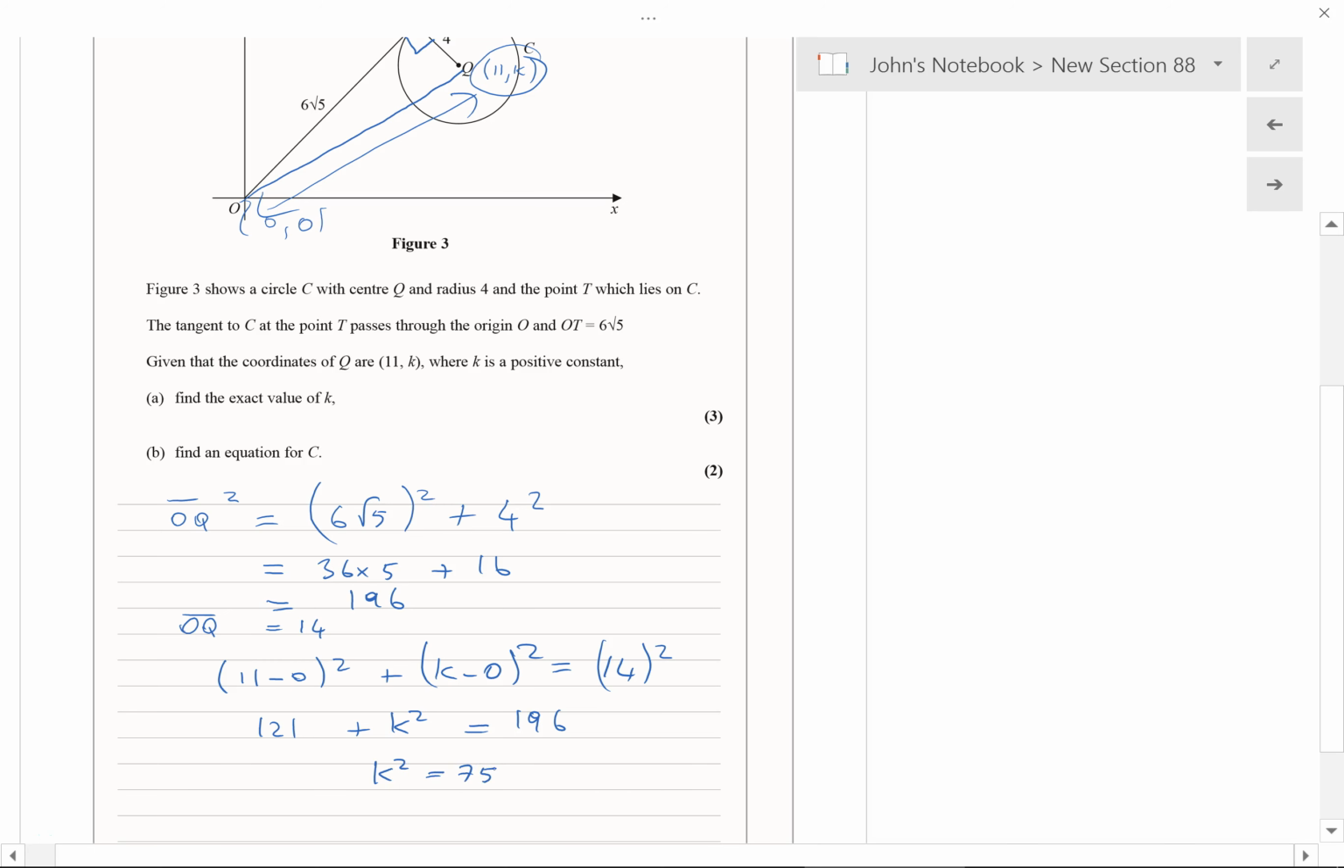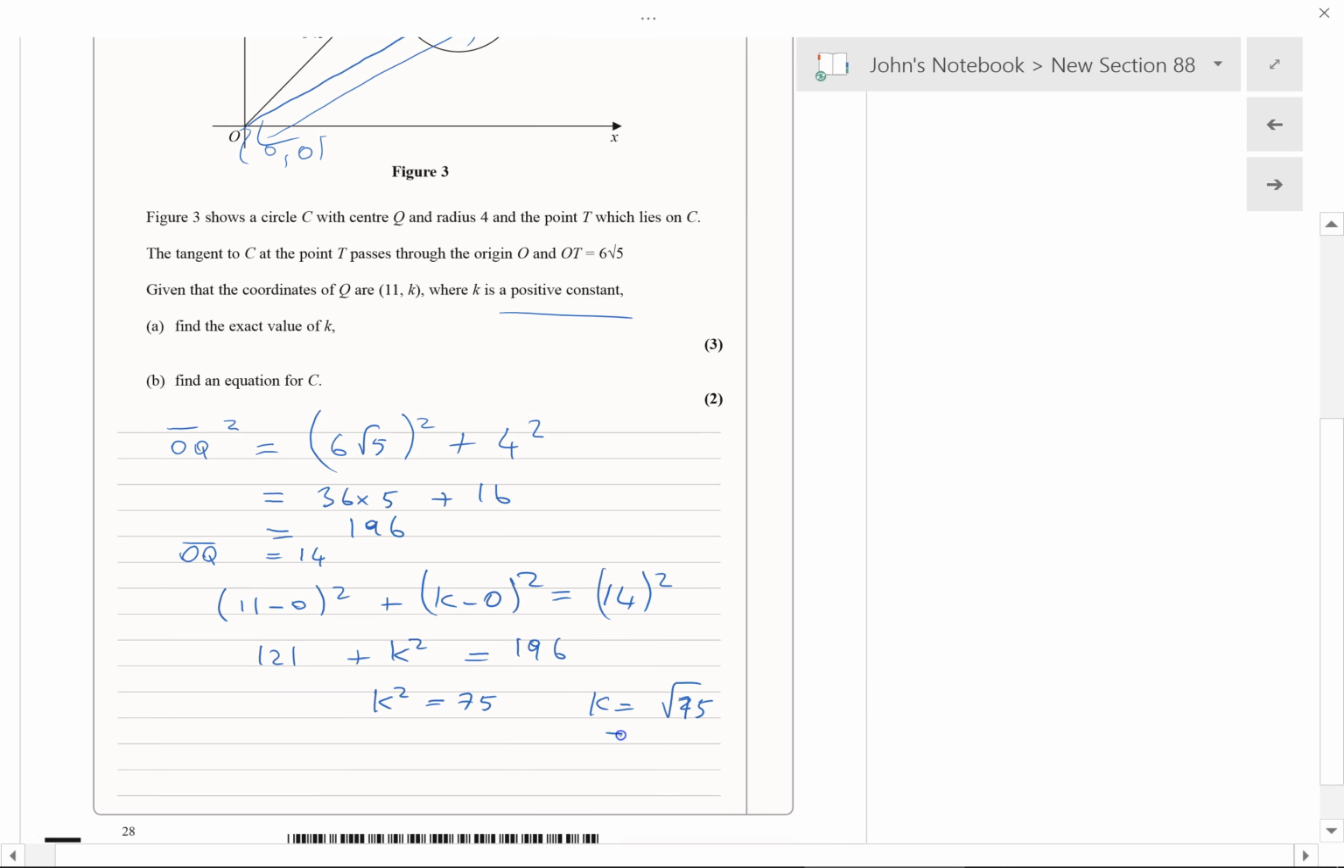K is a positive constant, I'm sure it says. We can see from the diagram. So k is equal to the square root of 75. Let's give it in exact form, let's break it down just to guarantee the marks. 5 root 3. Looking at the answers, they did accept the square root of 75. Okay, 5 root 3 is correct.